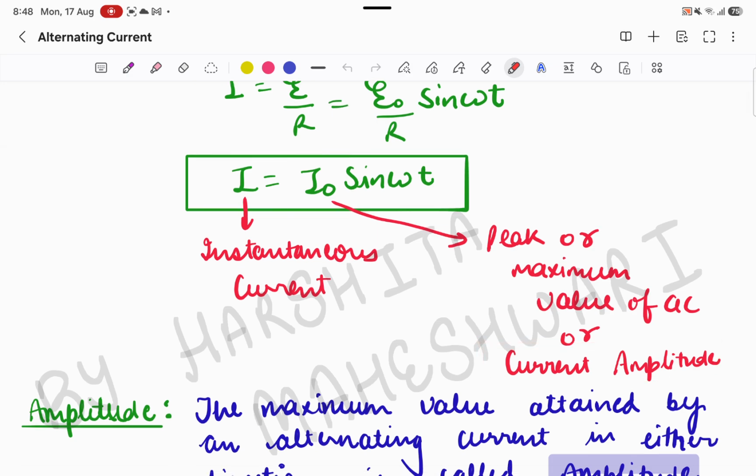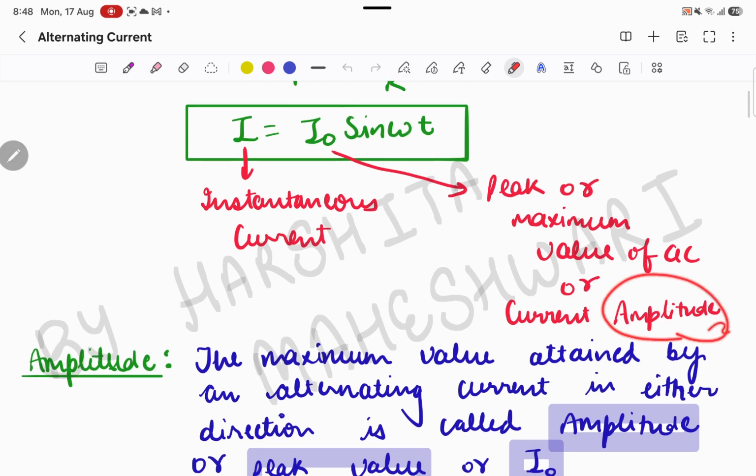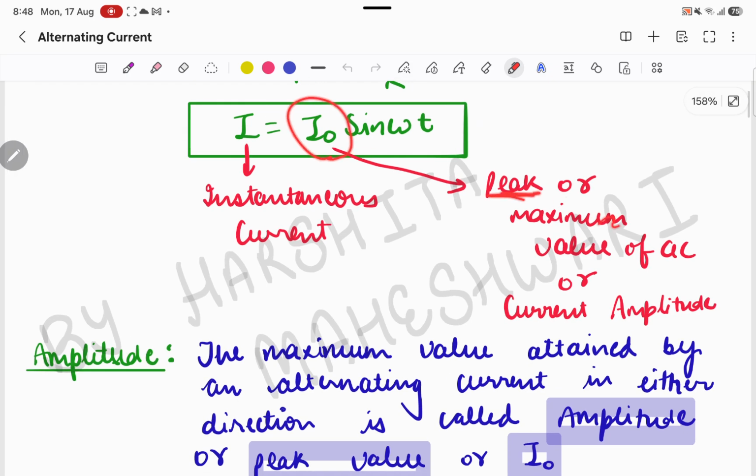Now we have the word amplitude. What is this amplitude called? Okay, before proceeding further, just make sure of one thing. This I naught is the peak or the maximum value. Peak or the maximum value. I'm repeating it again. Okay.